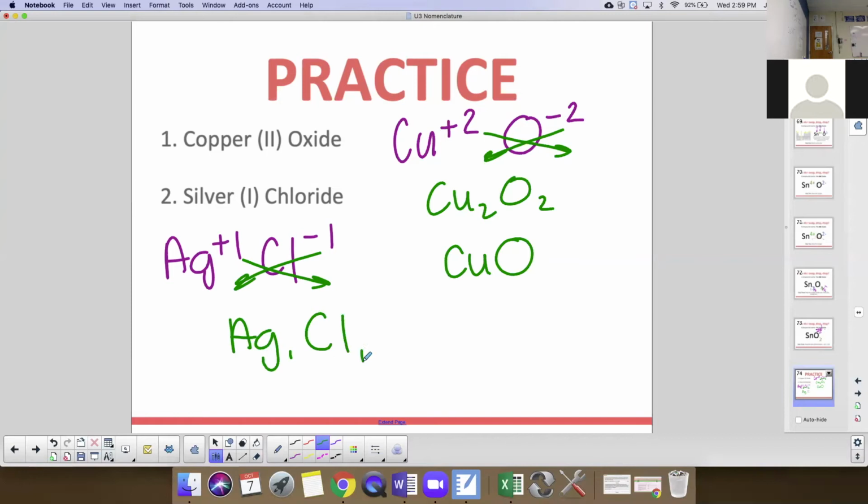AgCl. Do I need to write the 1's? No. Crushing. So, AgCl. Great job. Is that all? That's not the full lesson, but that's for this part. That's going to name the formula.